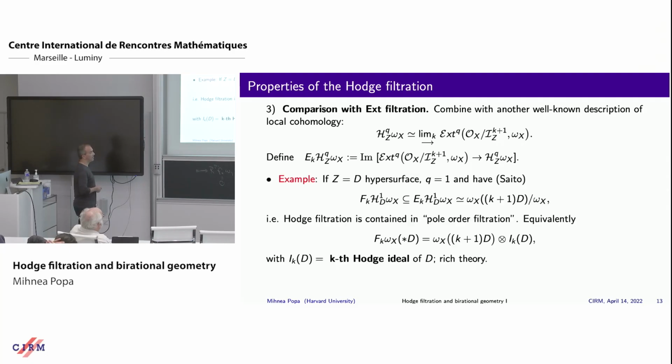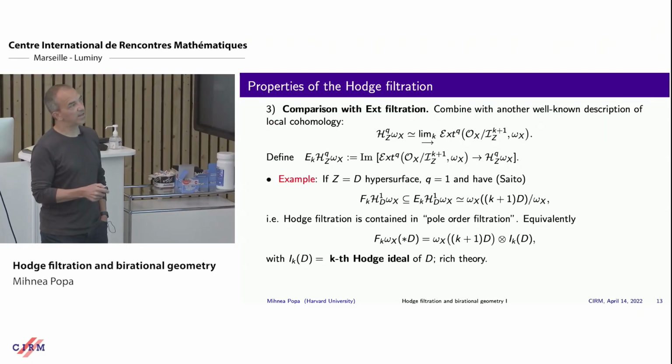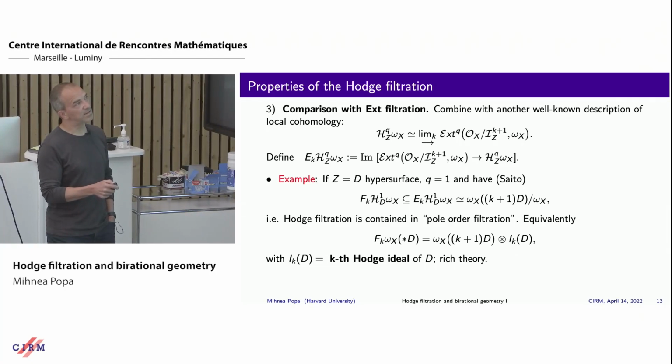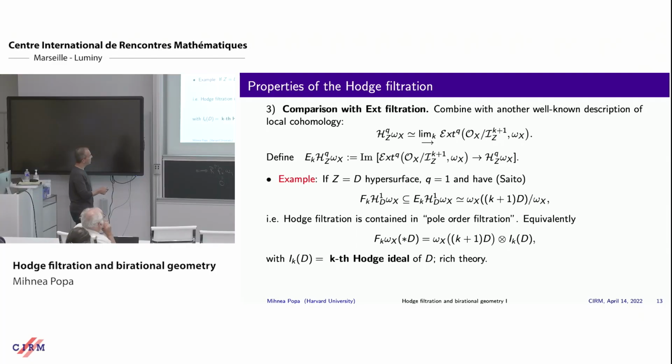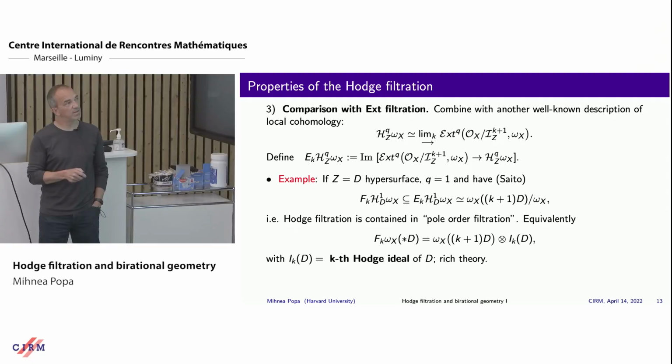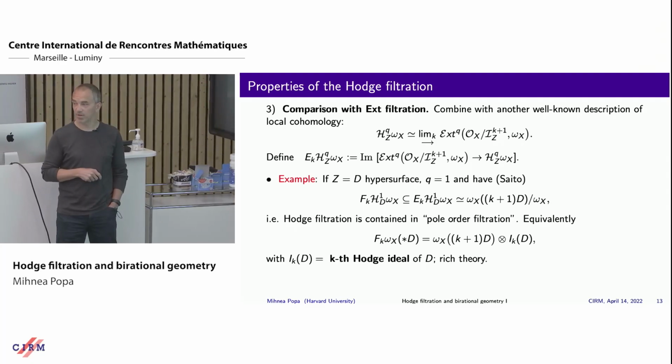So let's go back to the example of hypersurfaces. Here q is equal to 1. Forget about this for a second, just concentrate on the right-hand side. This ideal sheaf is just a line bundle now. Everything is very easy to compute. And it turns out that E_k is basically what's called a pole order filtration. So it's just forms with poles of order at most k plus 1 along D, basically given by a line bundle. And Saito made the observation that the Hodge filtration is contained at every level inside this pole order filtration.